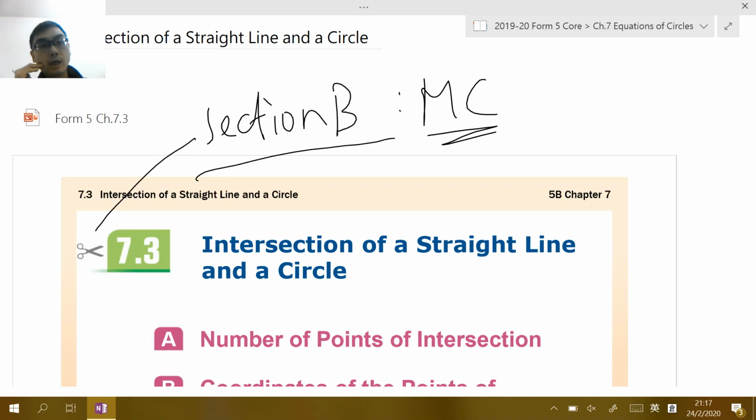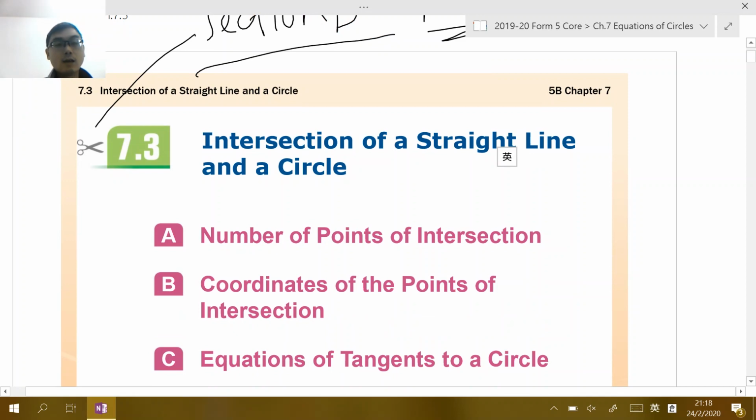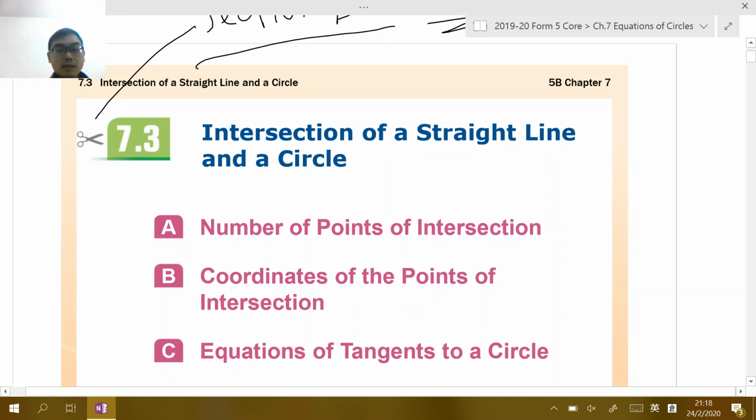Usually, for the last few questions, especially the last 5 questions, there may be one question asking you about the intersection between a straight line and a circle. So you should pay more attention to it. And in this session, as the title said, it's talking about the relation between a straight line and the circle. So the first point you need to learn is the points of intersection.